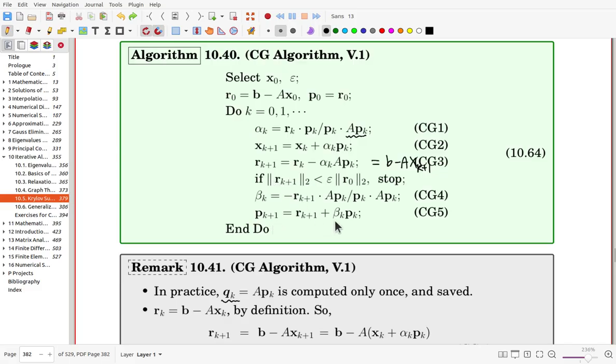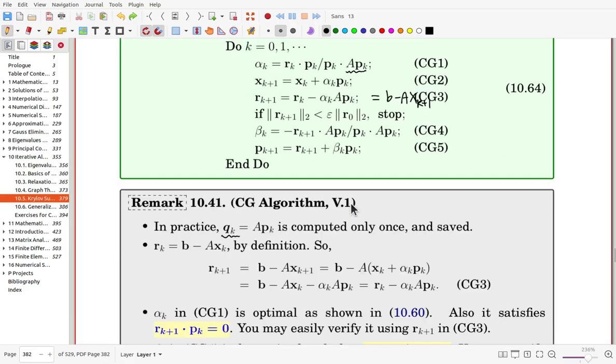So we make this one a linear combination of the residual and the earlier search direction. And along with beta, the weight, we get the new search direction. But beta can be decided in this way. So there is some mathematics for this one. Let's go down and figure it out step by step.